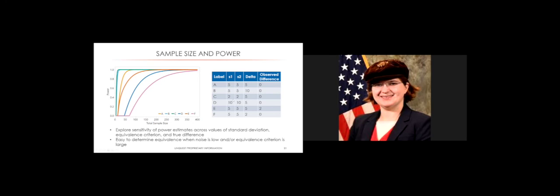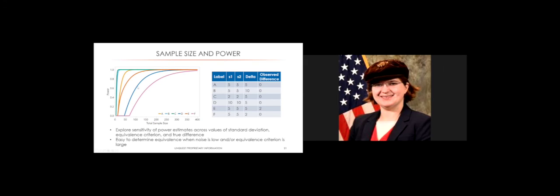If I have very low noise, so there's not a lot of variability, and the difference I want to detect, the equivalence criterion, is relatively small, it's pretty easy to prove statistical equivalence. The power is very high for small sample sizes here. So that's these two curves here. But what happens if I increase the noise, and hold everything else equal? That's this blue line represented by case D.